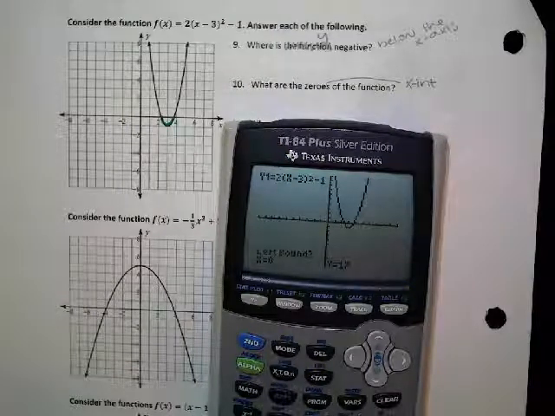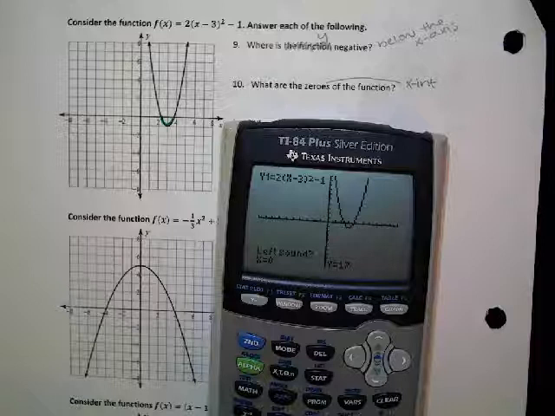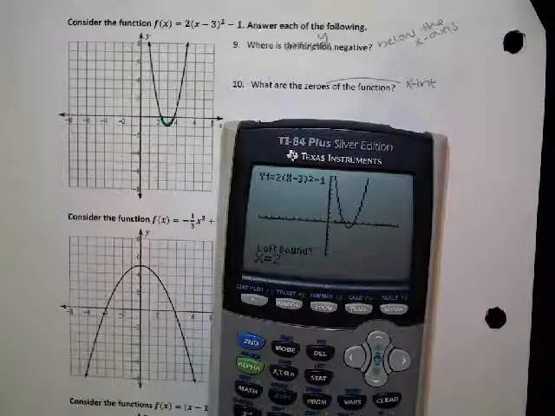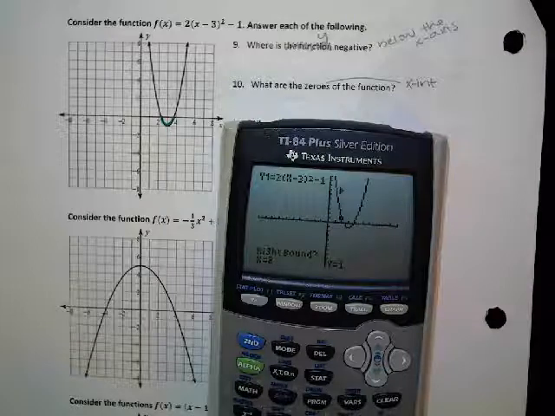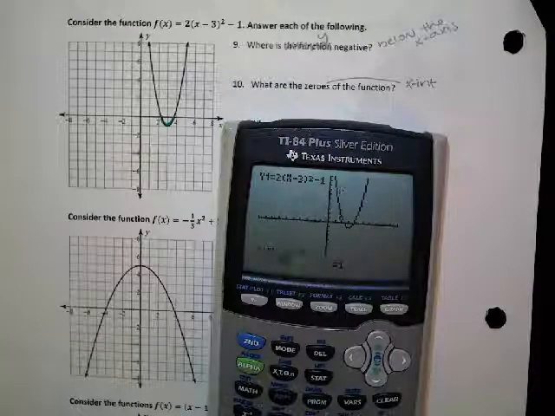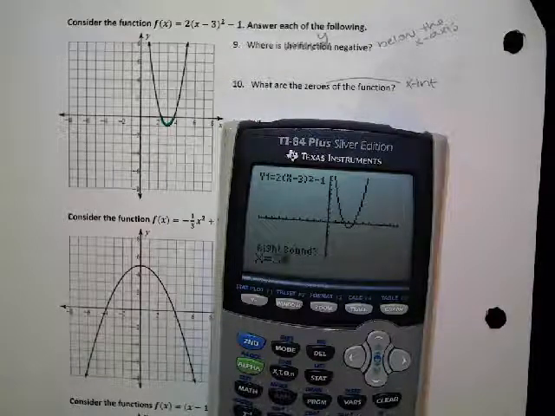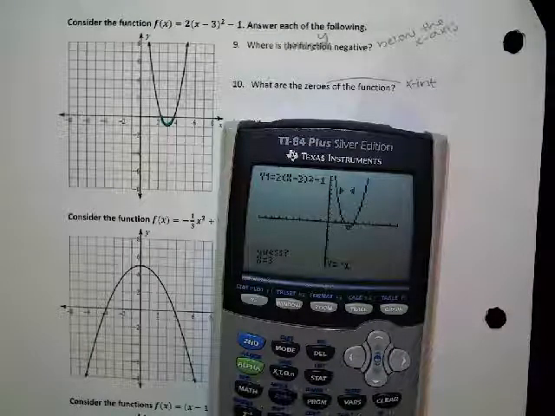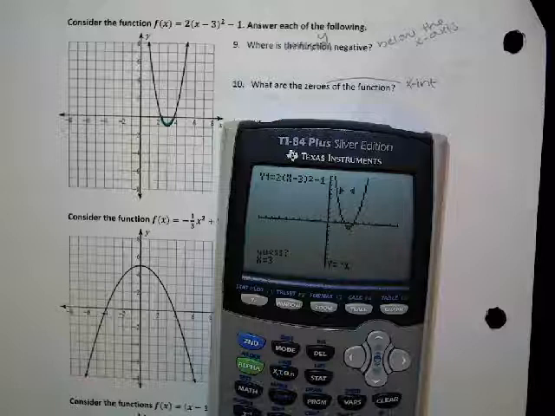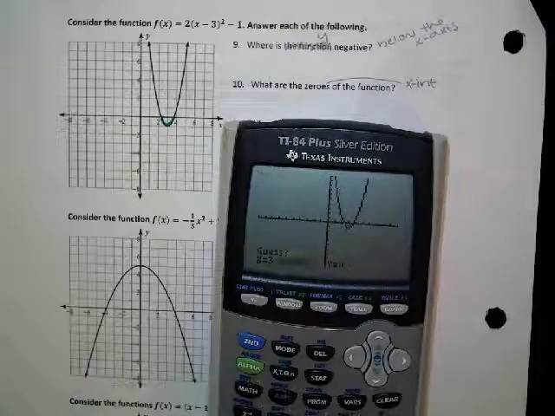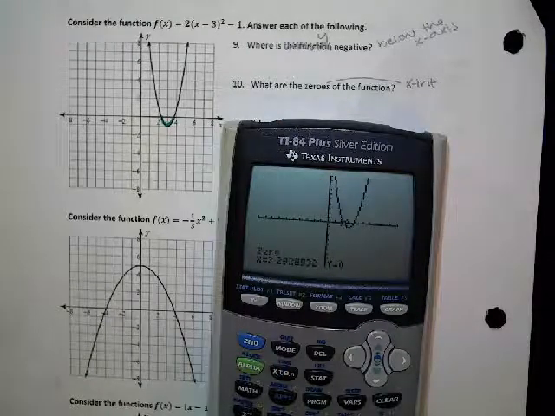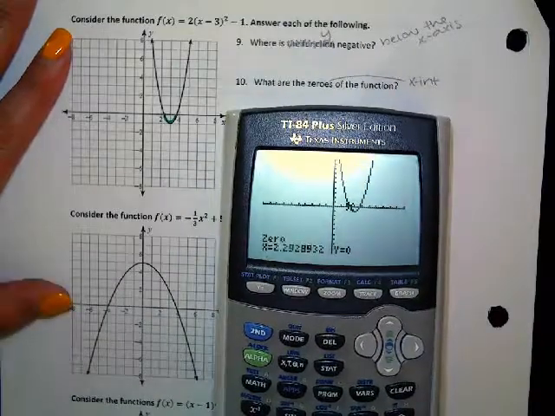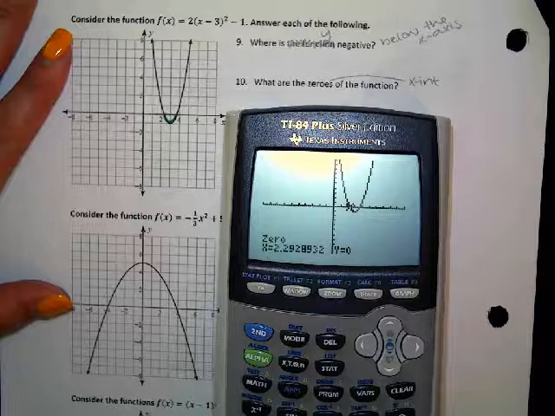So what should I type for left bound? 2. So just type a 2. Press enter. What should I type for right bound? 3. And then press enter. Is the guess a good guess? Nope, it's dumb. I wish the calculator would just ignore that part. All right, so the zero of the graph is 2.293.